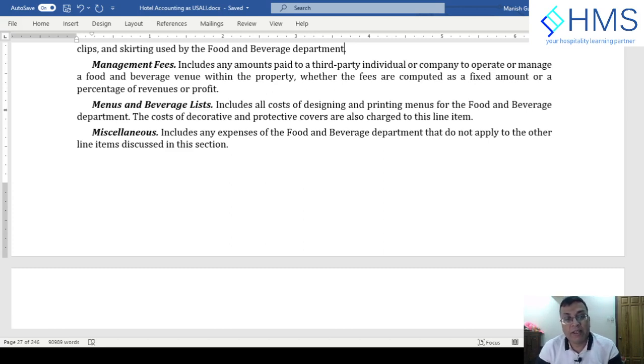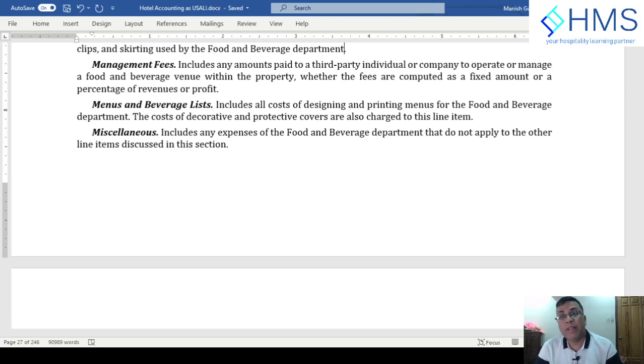Then you have the next line item, menu and beverage list. The menu and beverage list includes the cost of designing and printing the menus for the food and beverage department. The cost of decoration and protective cover is also charged to this line item. So the covers may be based on leather or paper. It may be just an insert, or it can be the whole menu item which is going to be changed. That cost is charged to the menu and beverage list.